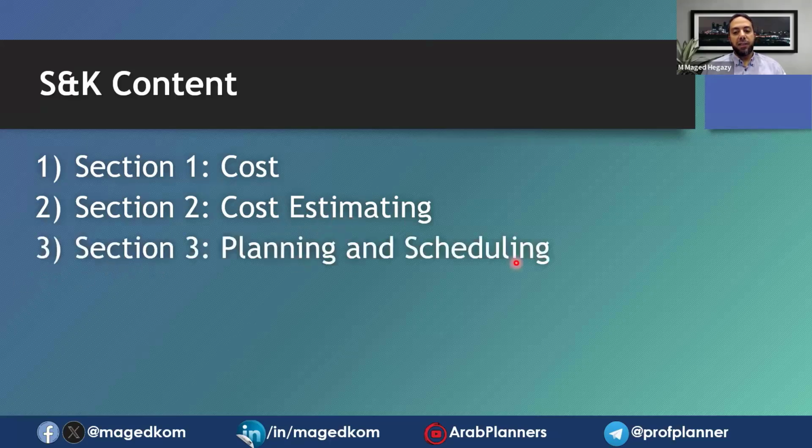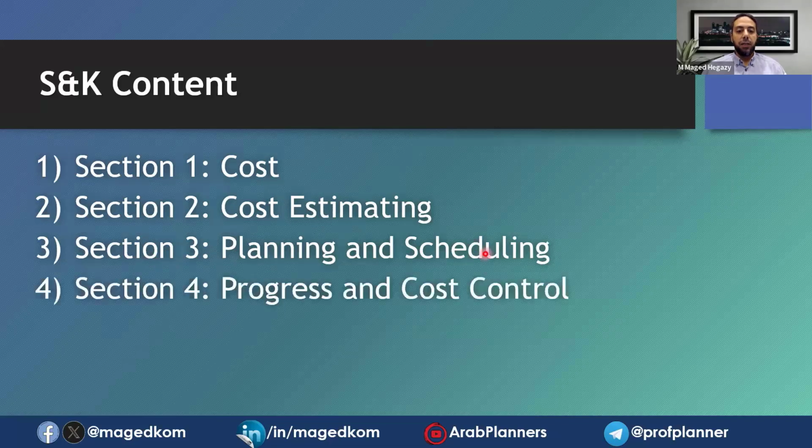Section 3 is about planning and scheduling. As we know, time affects the cost. That's why they are discussing planning and scheduling here, and this is one of the main things affecting the cost. You also need to make a budget over time, so time-phased cost and budget. That's why they go to Section 3, planning and scheduling.